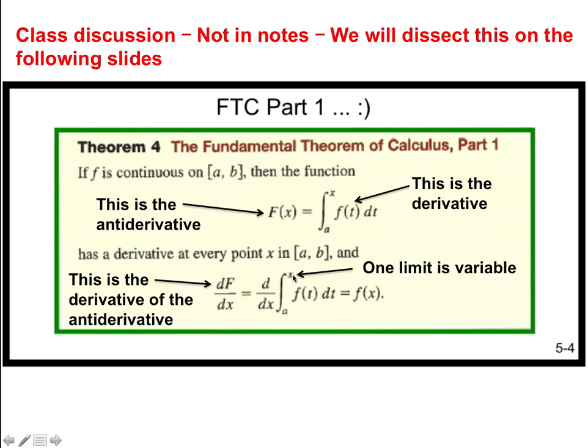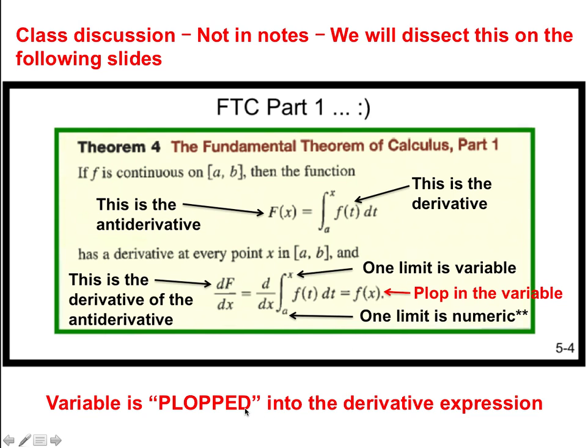So the key to doing this is one limit has to be variable, and the other limit has to be numeric, and I'll address the asterisk in just a second. And when that's the case, we can just plop in the variable. So in other words, here's the derivative. This is still the derivative because we did two things to it. We integrated and differentiated, and these two things undid each other. So we end up just plopping this x right here in the expression. And so that's why we call this the plop rule, because we literally just plop in that variable.